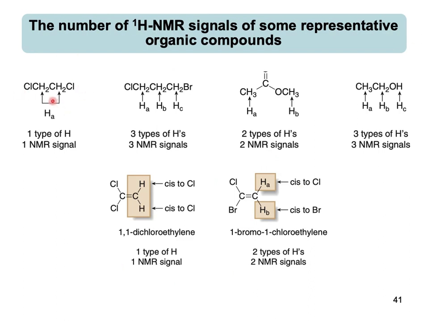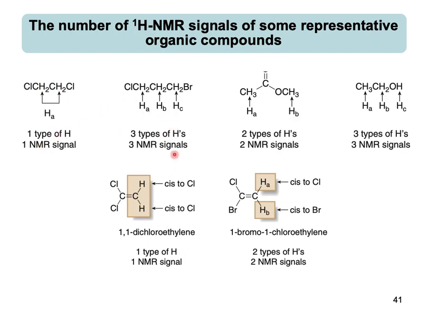So this one also, same, more exercise, right? Two different types of proton or one type of proton? Answer: one type of proton, right? Because this CH2 is attached with chloride and this also CH2 attached with the same chemical environment. That's why it has one type of proton, one NMR signal.